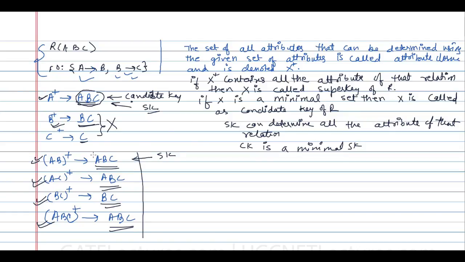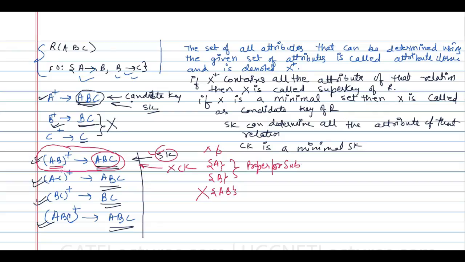Okay, so let us take this example. Here you can see AB can determine ABC. Because it can determine everything, therefore it is a super key, but it is not a candidate key. Why? Because if I take the subset of AB, what can the subset of AB be? The subset of AB can be phi, it can be A, or it can be B, or it can be AB, right? So if I exclude this one and this one, now this becomes the proper subset.